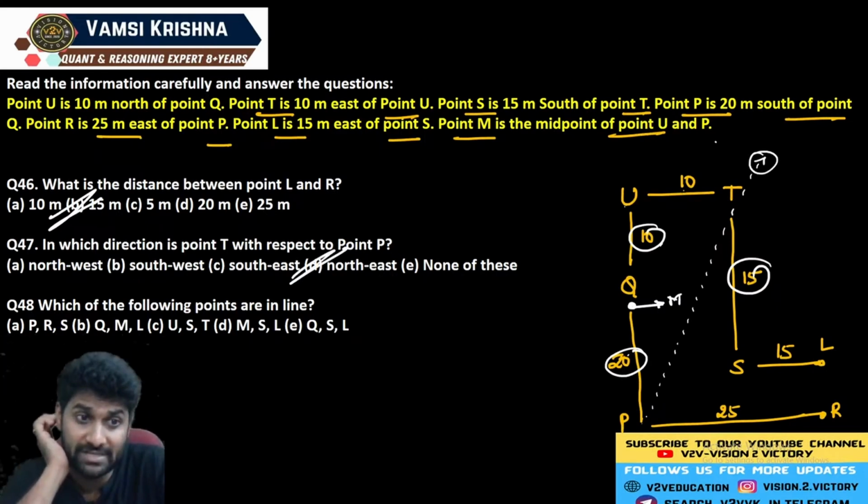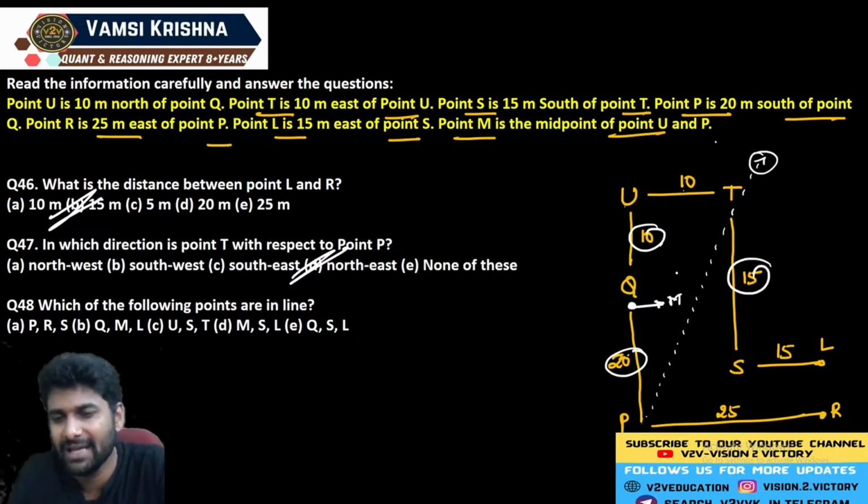Now, which of the following points are in the same line? P, R, S are not in the same line. Q, M, L is also not in the same line. U, S, T is not in the same line. M, S, L.